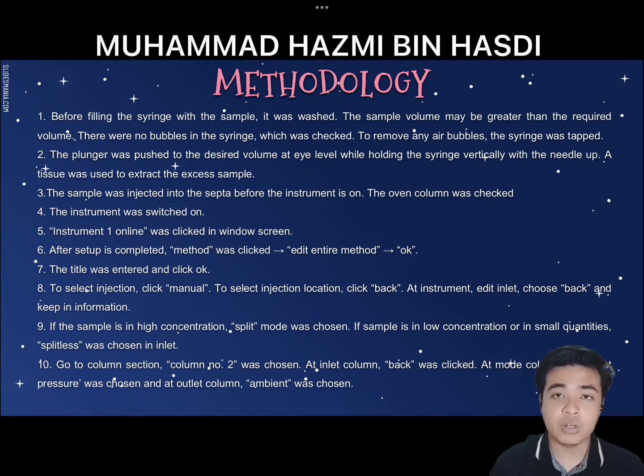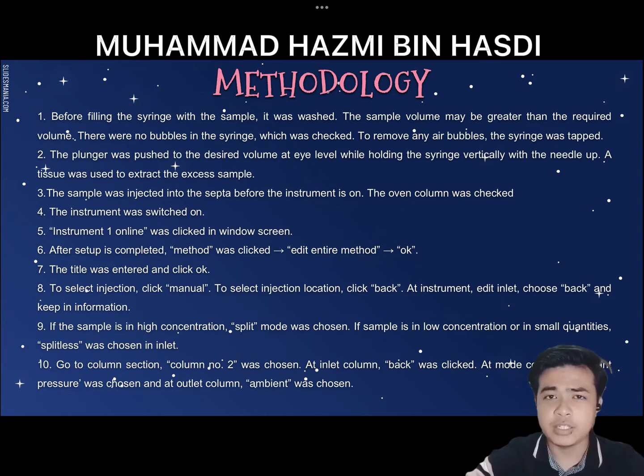Next, the sample was injected into the receptor before the instrument was on. The oven column was checked. The instrument was switched on, and then "instrument online" was clicked in the window screen. After setup is completed, method was clicked. Edit entire method and OK. The entries were entered and OK was clicked.